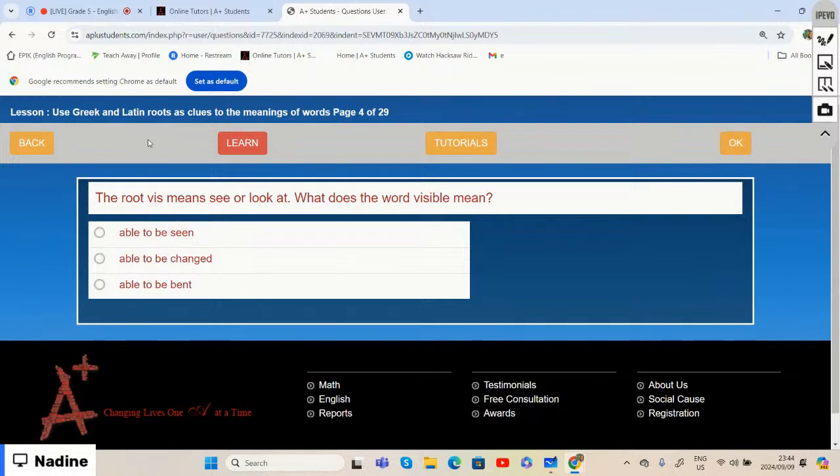So, which one is the correct answer? Is visible able to be seen, option one? Able to be changed, option two? Or able to be bent, option three? Visible. The root word vis means to see or to look at. Now, what does visible mean? Able to be seen, option one. Able to be changed, option two. Or able to be bent, option three. Which one is correct?